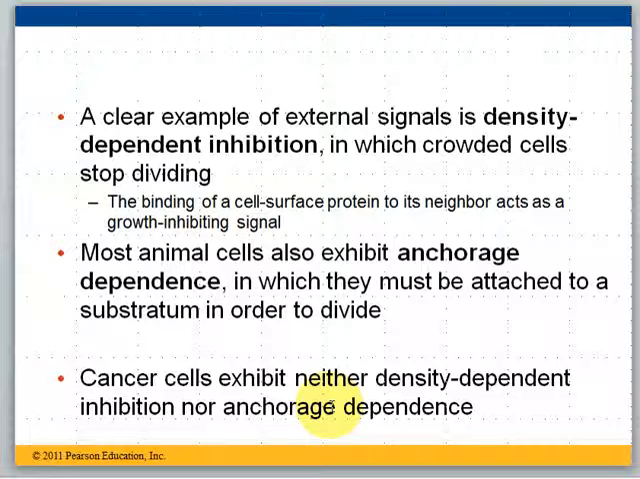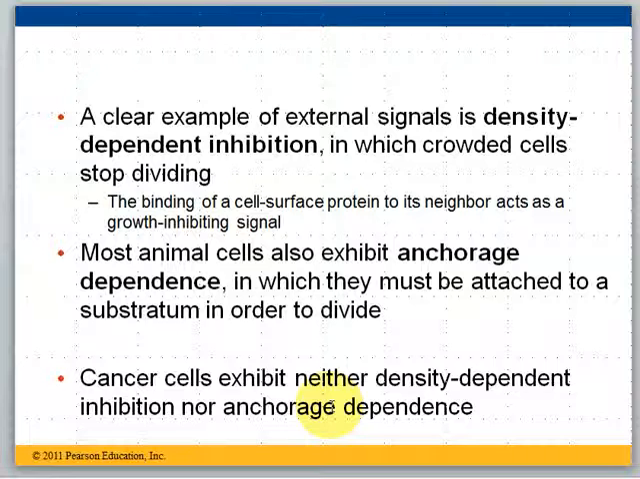The way this occurs is that there's a particular cell surface protein, and there's a binding site of this cell surface protein between neighboring cells. So when you have enough neighbors around you, you have these binding sites filled, and that's a signal to the cell that, hey, we're pretty crowded, so don't go reproducing, don't go making any more of us, because there's already plenty of us.